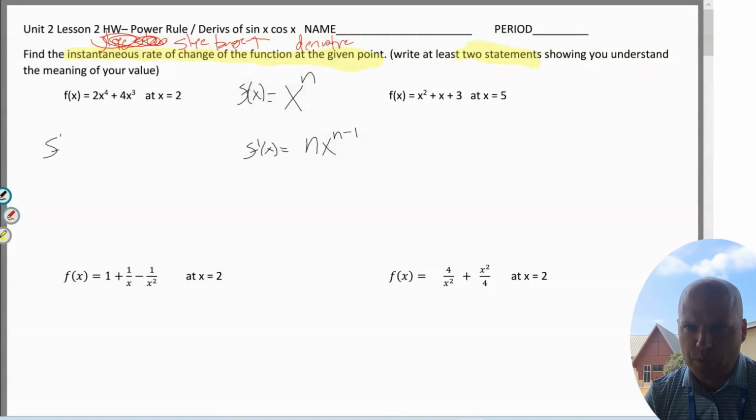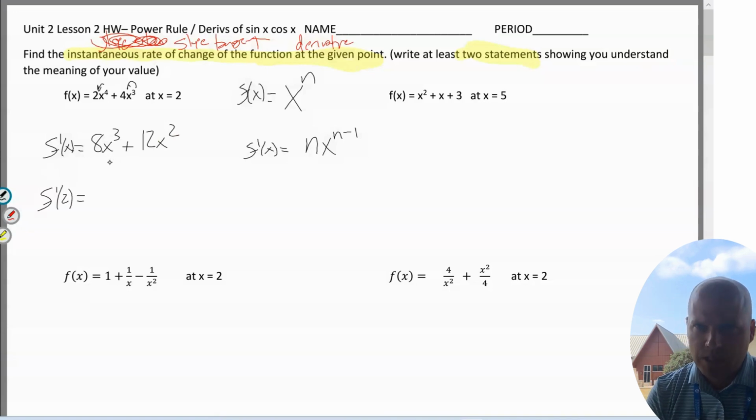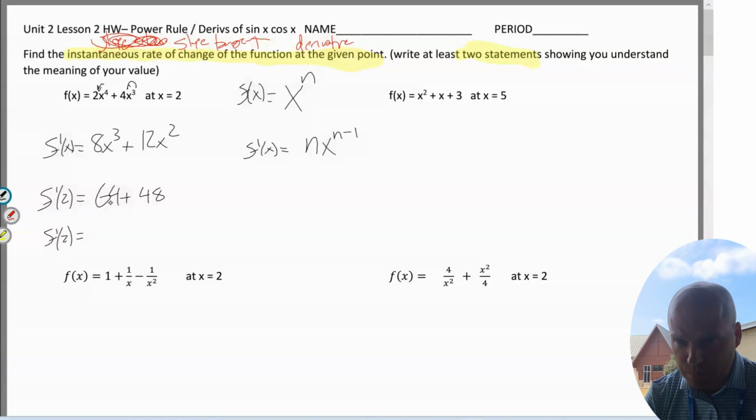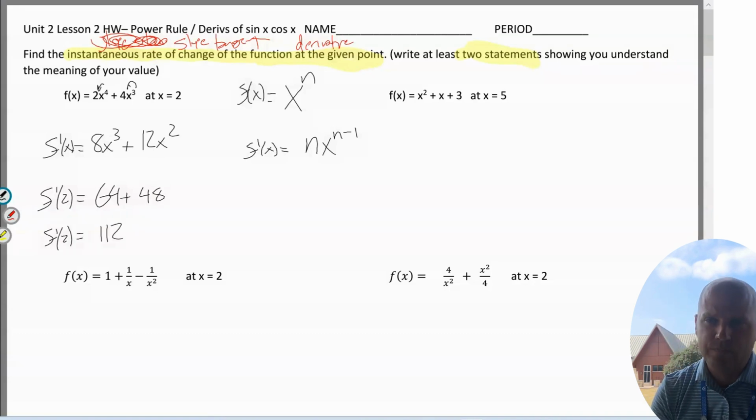I will find the slope equation by using the power rule. 4 comes down, minus 1. 3 comes down, minus 1. Great. Plug in x's, get m's. I get 64 plus 48. And I get a very large slope, but a slope nonetheless, 112.